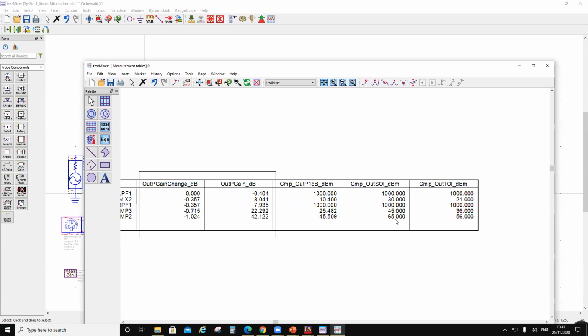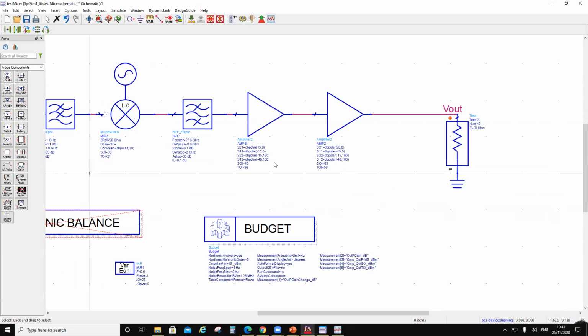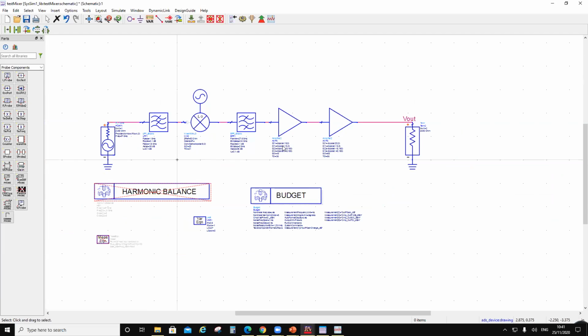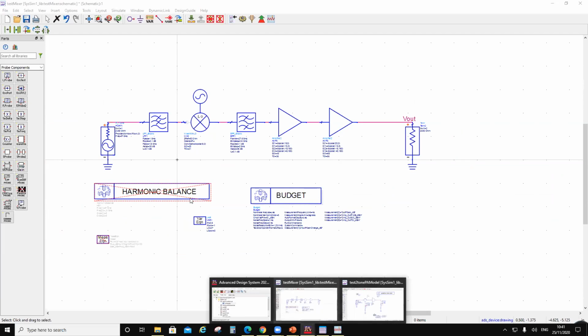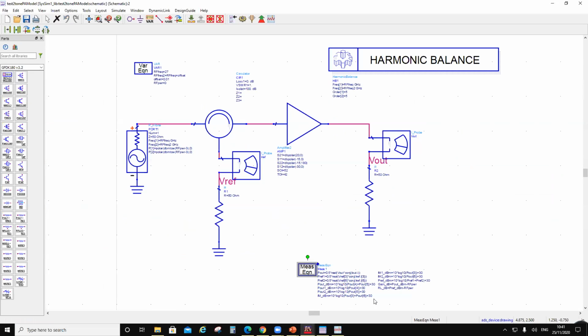Okay, and then these are your SOIs and these are your TOIs. For the mixer, I put a TOI of 21. For the driver, 36. For the power stage, 56. And similarly, component-wise, SOI is 30, 45, and 65. So that's what we placed here. So you can do a budget analysis like this. You can look at the linearity, right? How much they are compressing and all that. So that's all about budget analysis.